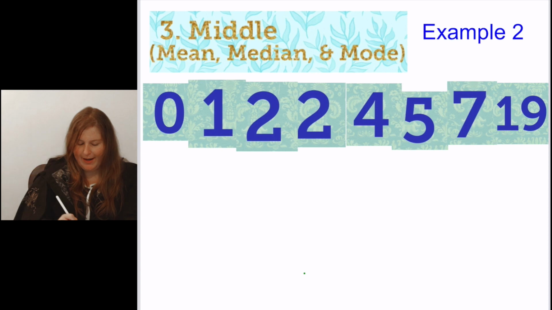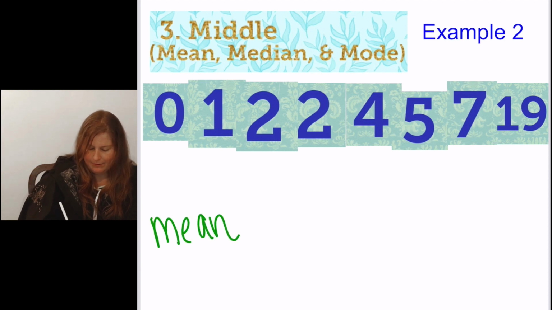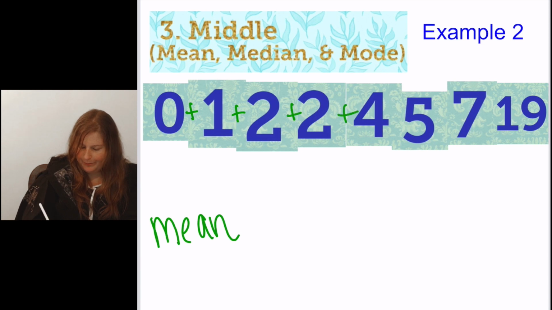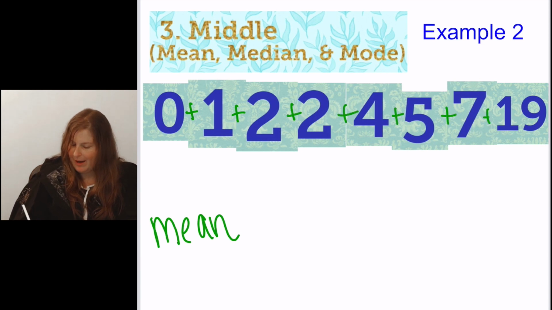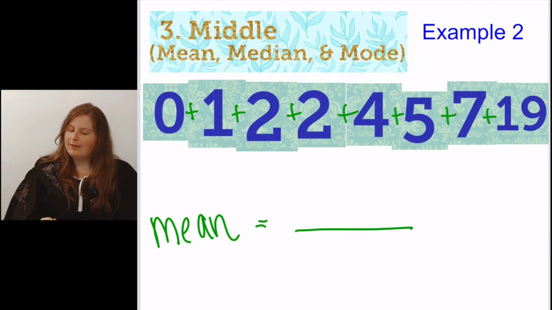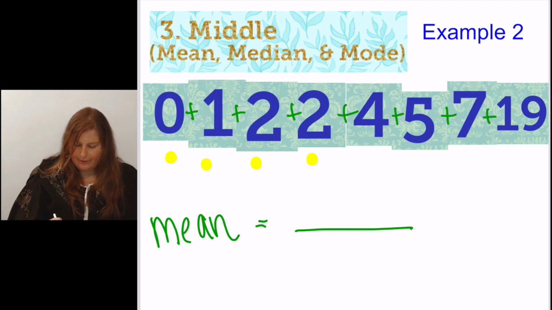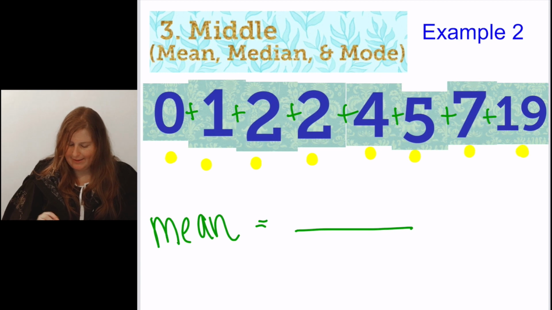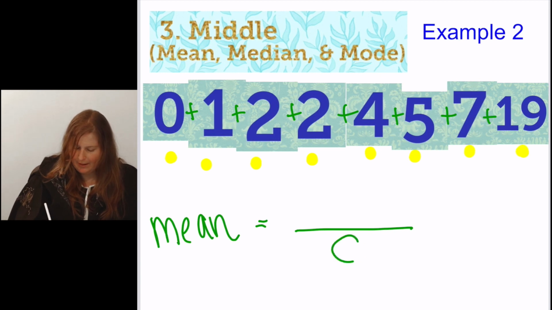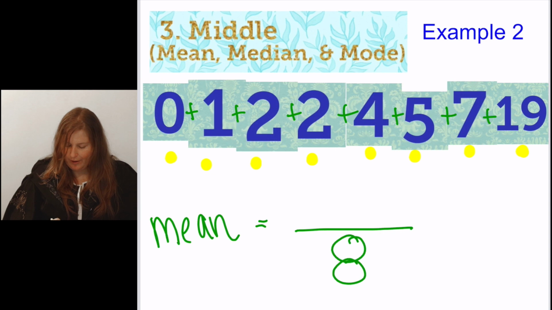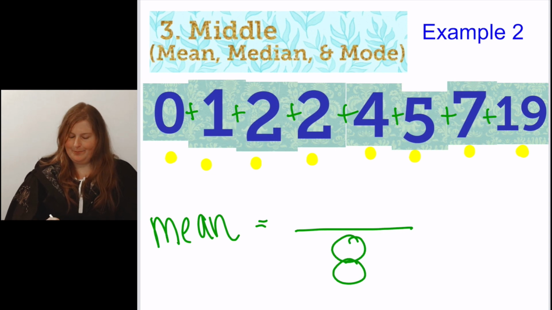So remember that to find our mean, or our average, we add all of our numbers together, and then we divide by how many numbers there are in our data set. So before we add the values together, let's count how many numbers we had in our data set. We had 1, 2, 3, 4, 5, 6, 7, 8 numbers in our data set. So when we add all the values together, we're going to be dividing it by 8.